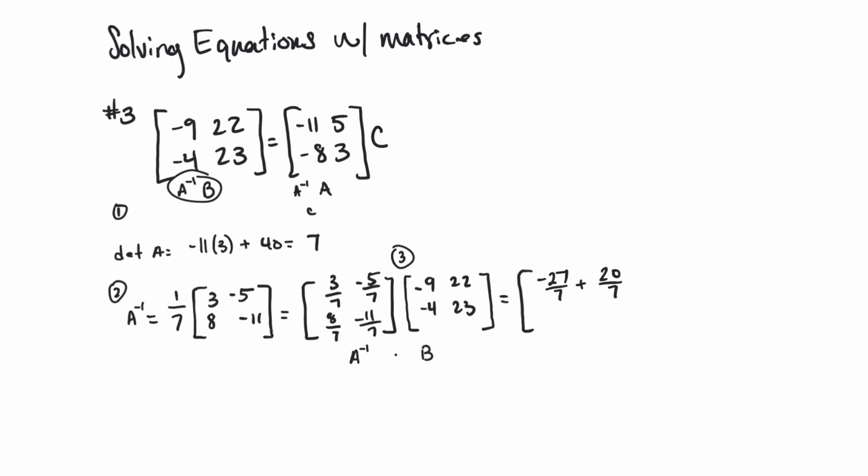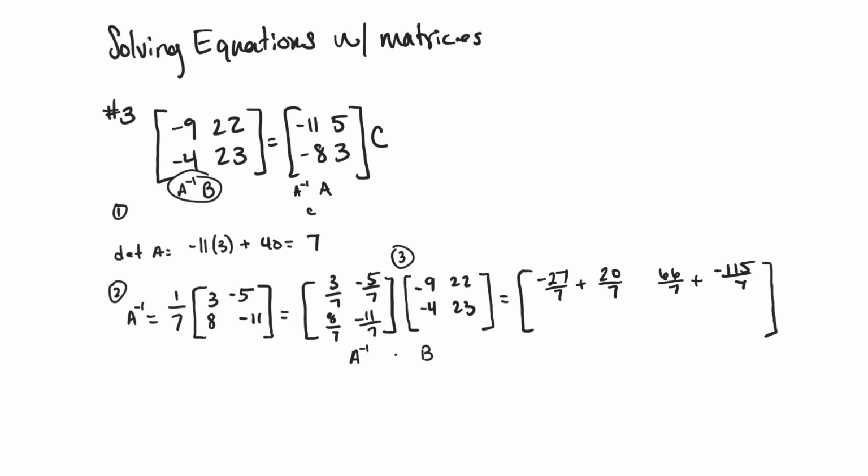Then we're going to take the top row again and multiply times the second column. So 3/7 times 22 is going to be 66/7 plus -5/7 times 23. Okay, that's going to be -115/7. Then we're going to go down to the bottom.